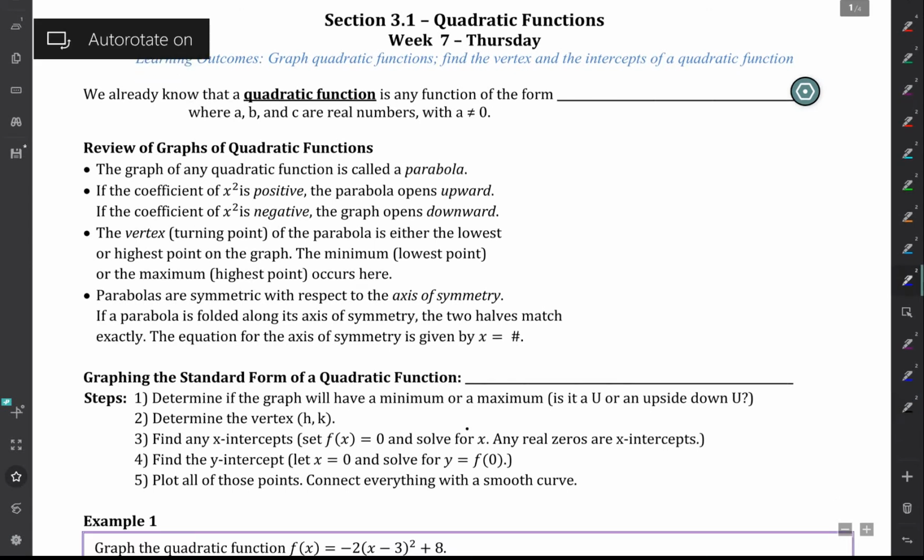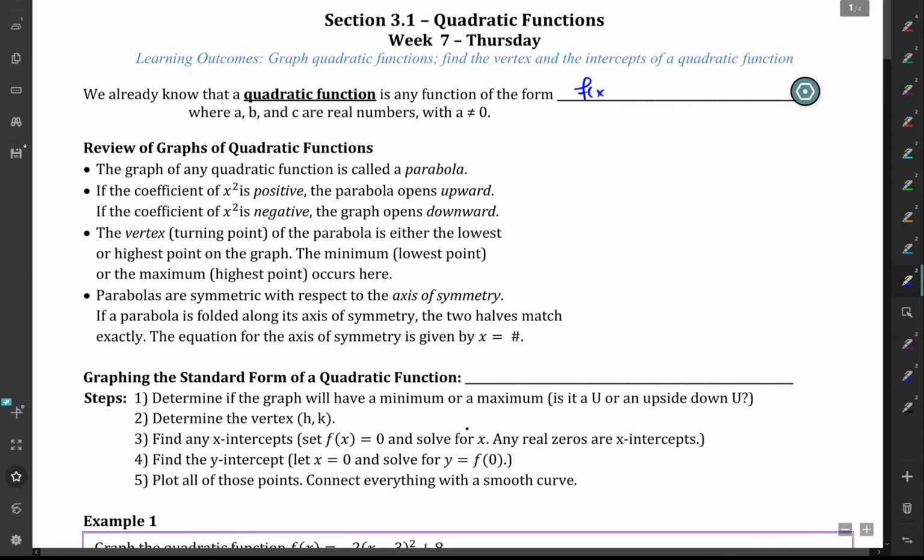Okay, today we're going to take a closer look at the graphs of quadratic equations. So we've already worked on solving quadratic equations, and we've done a little bit of graphing, and now we're going to put these things together. So we already know that a quadratic function is any function of the form f of x equals ax squared plus bx plus c.